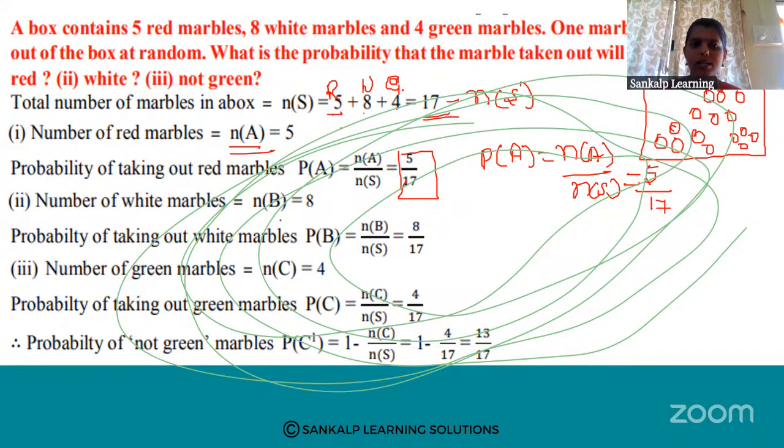So here, next one is white marbles. They have asked the number of white marbles, n(B), which is equal to 8. I will call this n(B). You can call it whatever you like. n(B) is equal to 8.